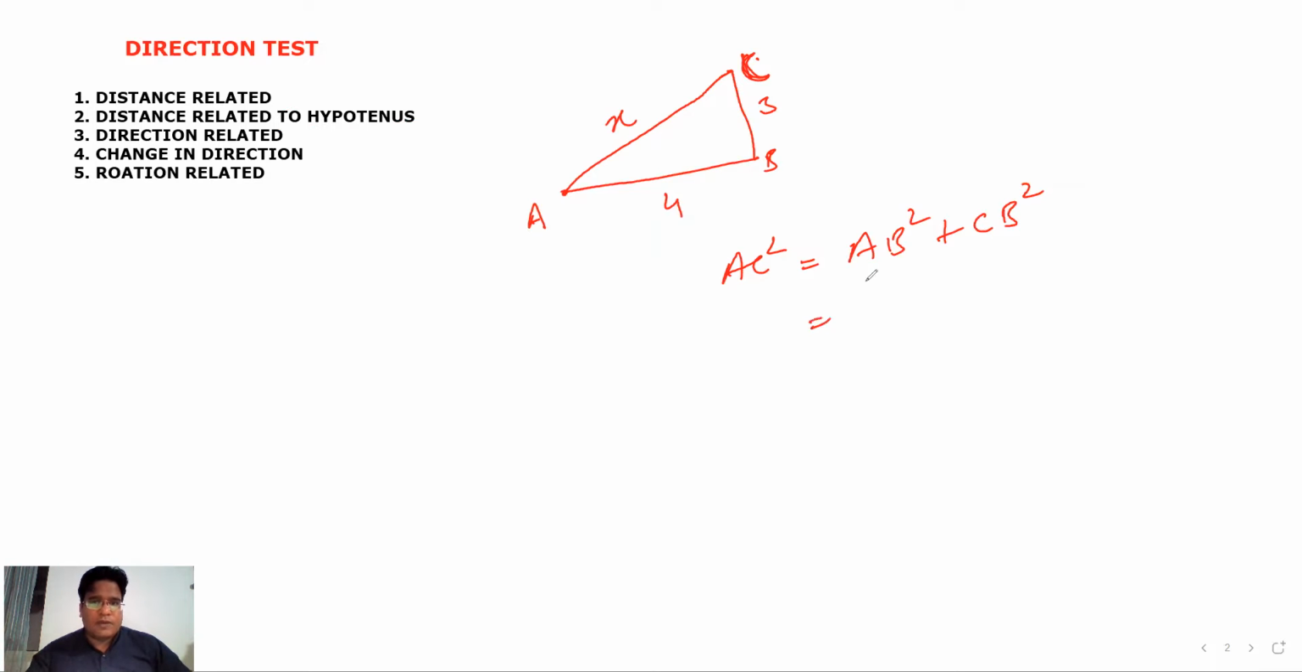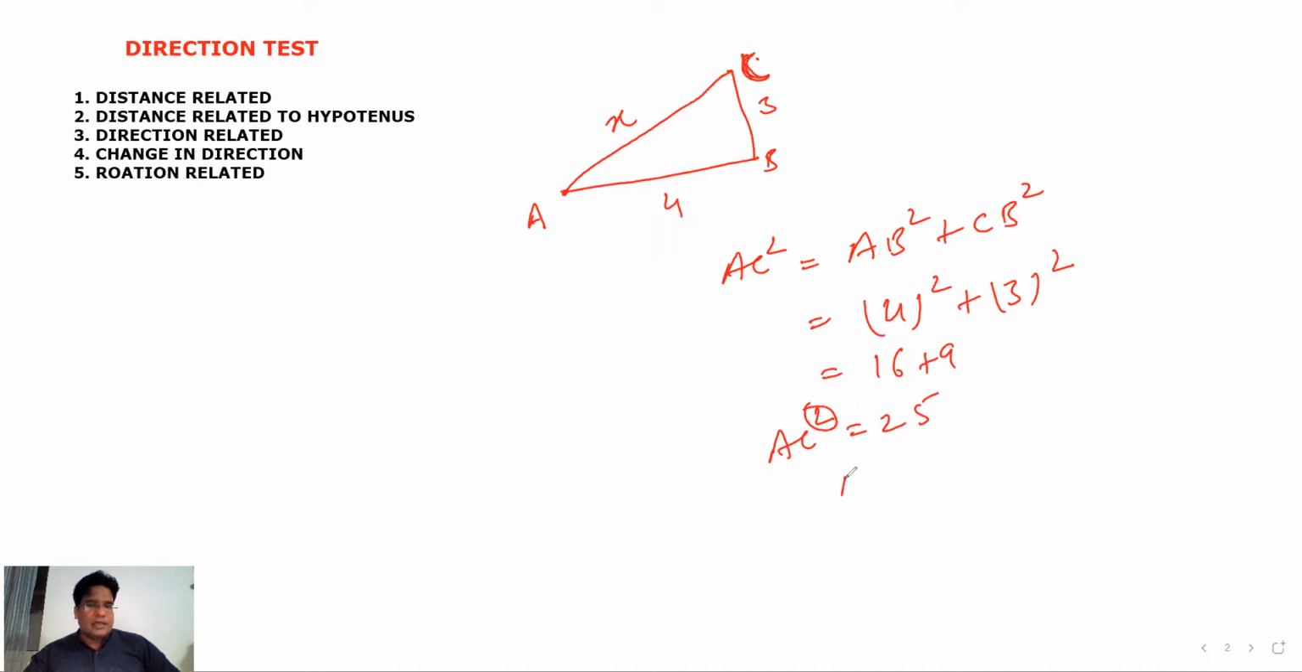And what is the value of AB? 4 square plus 3 square, that is 16 plus 9, which is equal to 25. The value of AC square is 25. Whenever we remove this square, we take the square root of the other side. Then AC is equal to root 25, and the root of 25 is 5. So what is the distance between A and C? It is 5 kilometers. Clear my point? This is the question that is related to the hypotenuse.